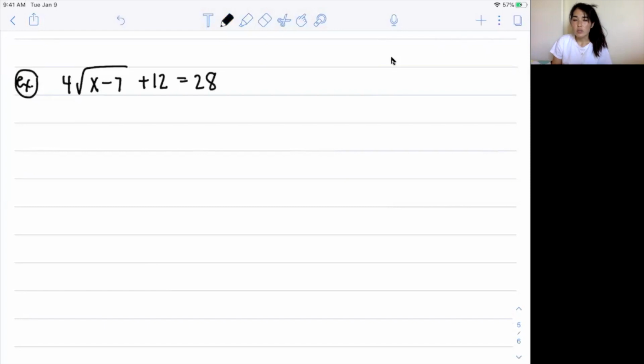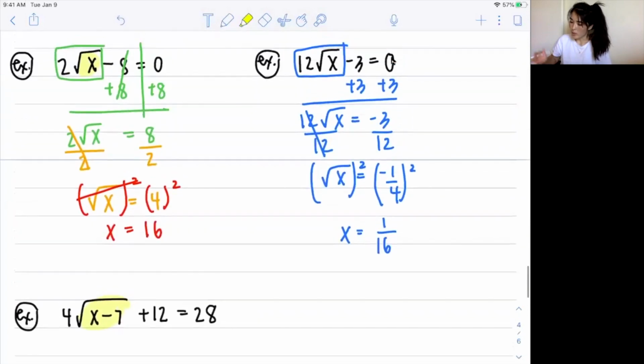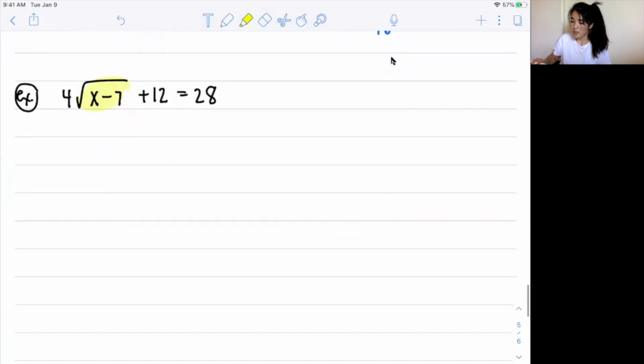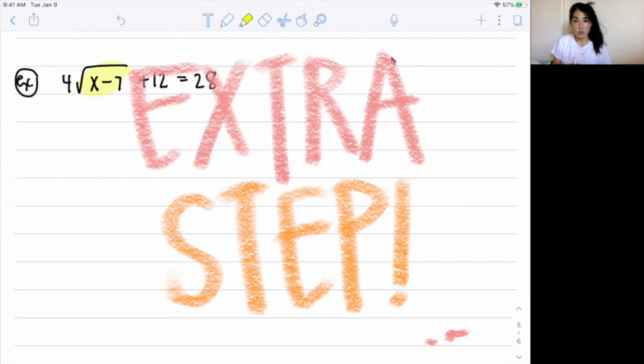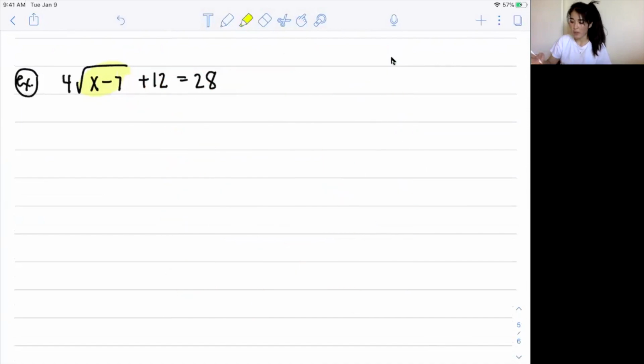One other thing that's unique about this problem, though, is I want you to take a look at what's underneath the radical. Unlike our last two examples, where x was the only thing underneath that, this time there is a number there, and so that is going to cause you to have an extra step. So just be very cautious. So we'll go ahead and solve this one together.